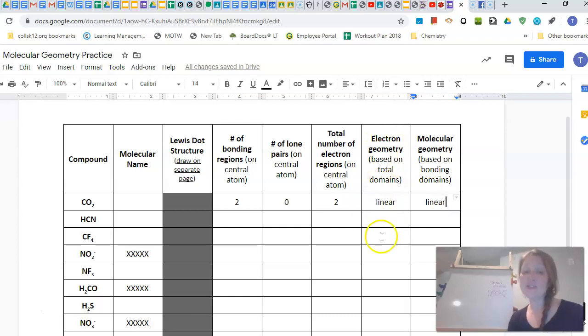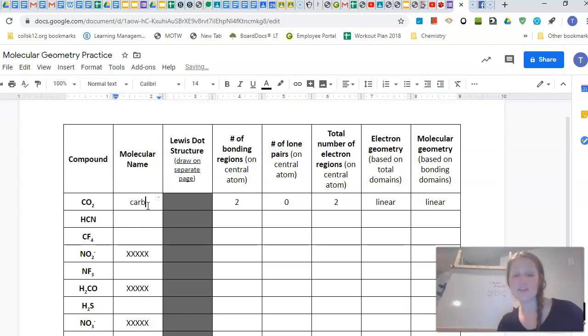When you're doing these for the other structures, remember electron geometries, there are only 3 options that you can have: linear, trigonal planar, and tetrahedral, because those are based on having all of your bonding regions consisting of bonds and no lone pairs. When you get to molecular geometry, that's when we can see things like trigonal pyramidal and bent, because then it's just based on how many bonds you have and not the number of lone pairs. So hopefully this makes a little bit more sense.